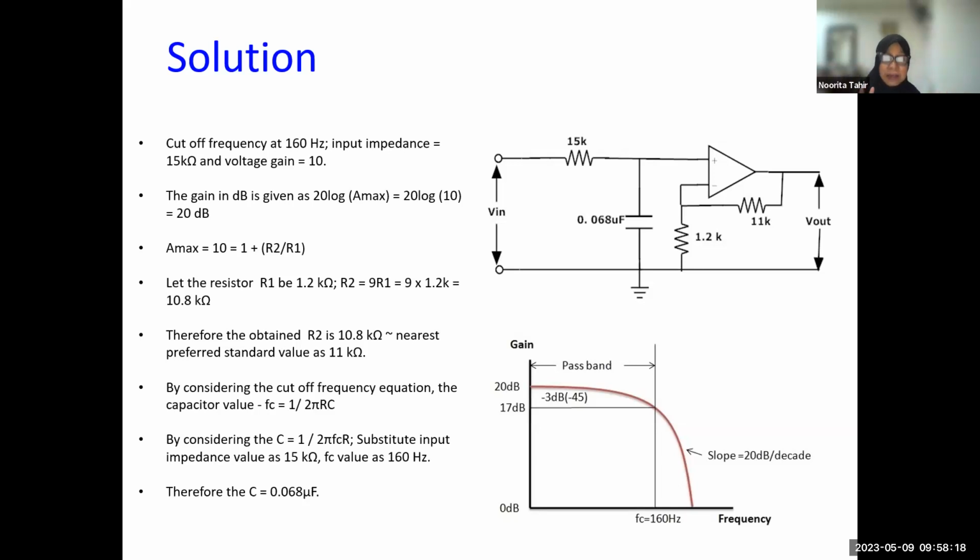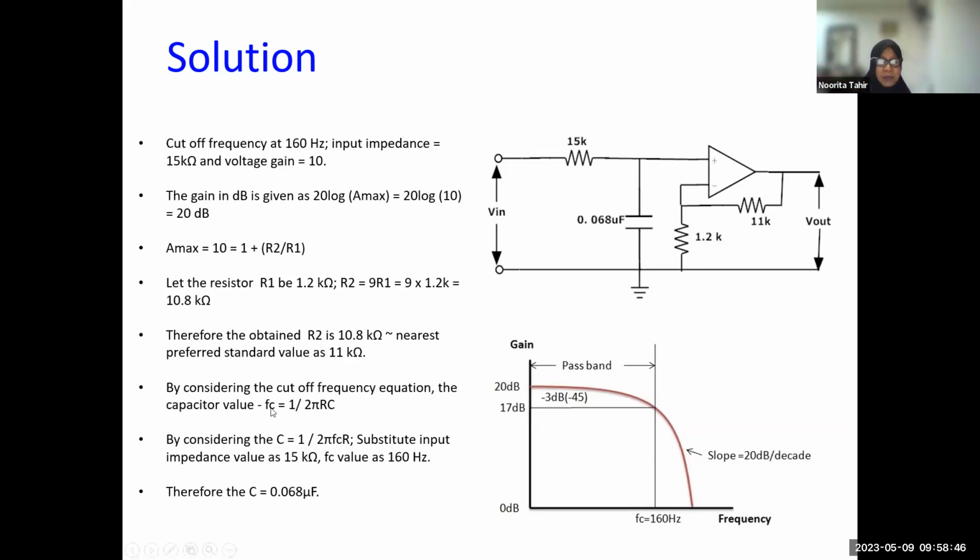And then what is the practical value? 1K, yes, we have 1.2, 1.5, 1.8, but we don't have 10.8. But we can have, of course, series, but that is not the design that we want. So normally when we design, if we calculate it as 10.8, you take the nearest standard value available. So the nearest standard value is 11K.